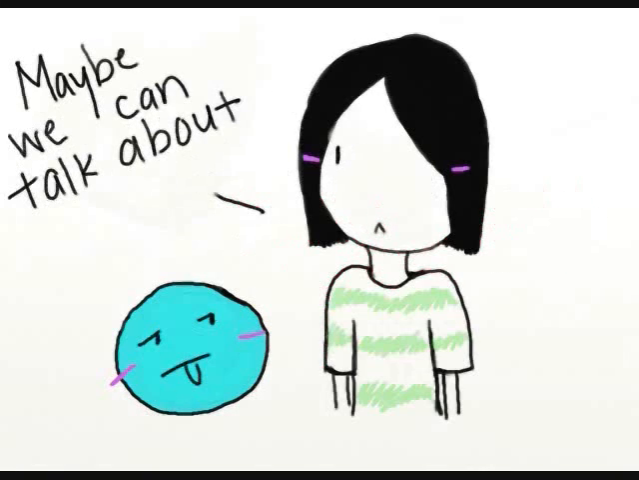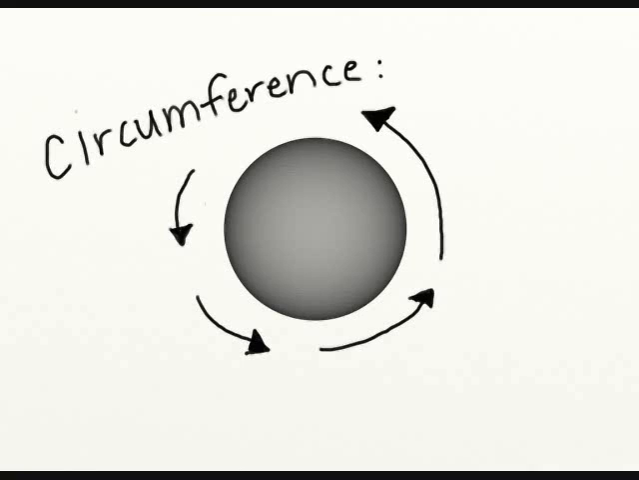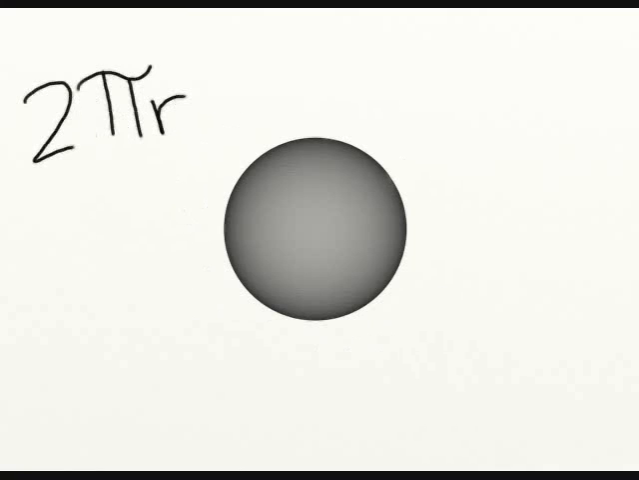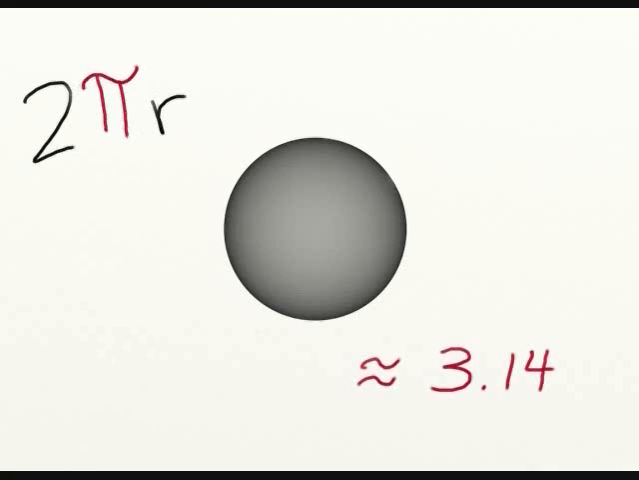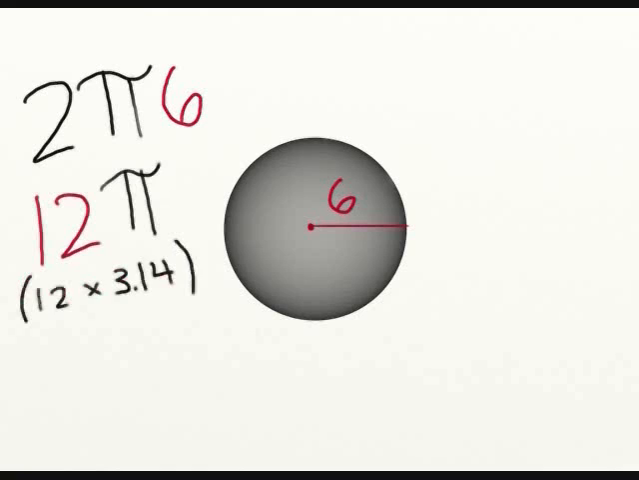Well, maybe we could talk about circle areas and circumference. The circumference of a circle is almost like its perimeter, or the total distance around the circle. You find the circumference with the formula 2 pi r, with the measure of pi equaling about 3.14, and the radius equaling half the distance across the circle. Let's say the radius equals 6. Plug 6 into the equation, multiply 12 by 3.14, and get your circumference.